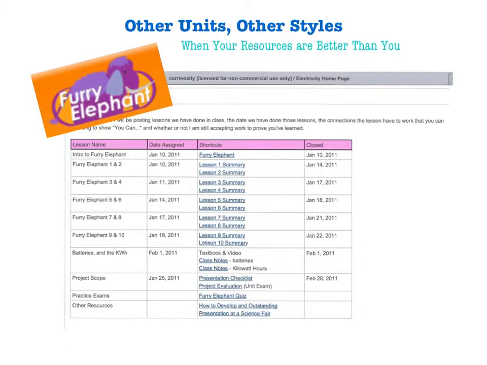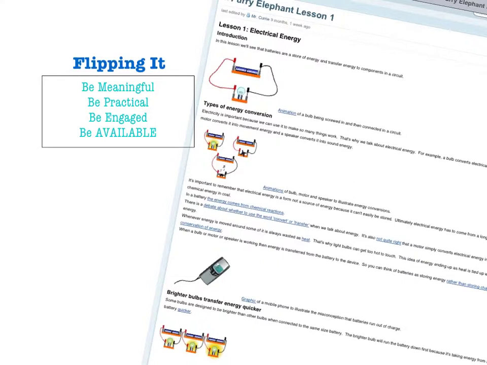So I'm not always about project-based learning. In this case, this is very much a student-led journey through the 10 lessons on Furry Elephant, followed by an activity where they were asked to create a project for a science fair. And this is where I really started to employ the flipped method.